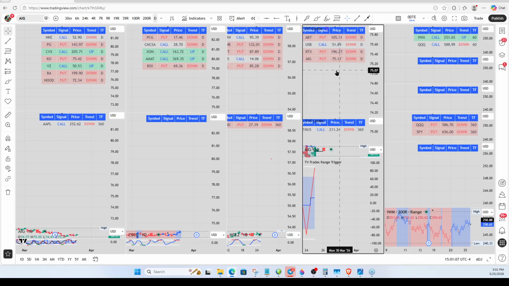ABT, RTX, and AIG. Those are all puts, and they all qualify. So those would be in the list for tomorrow.